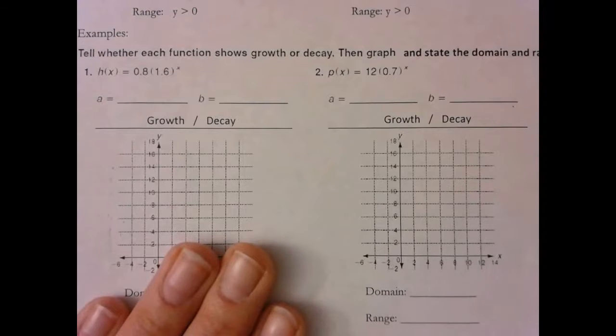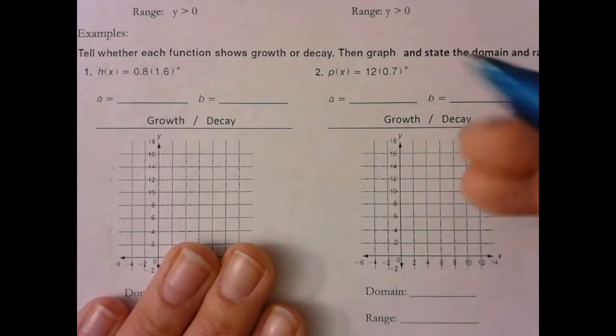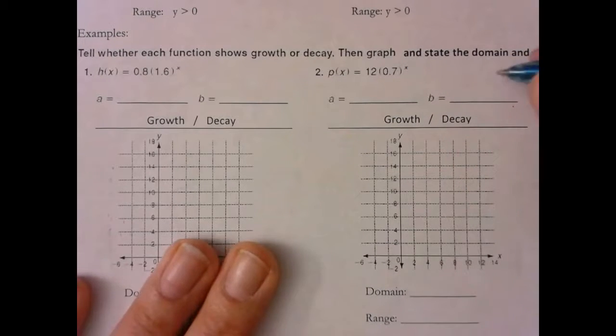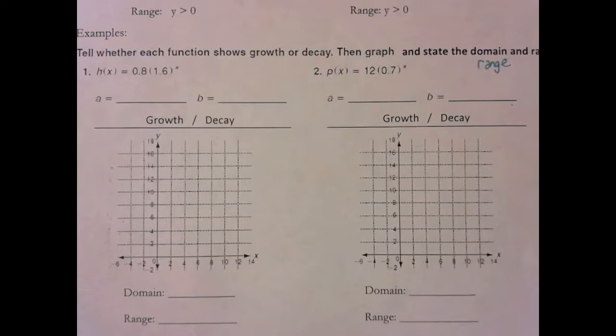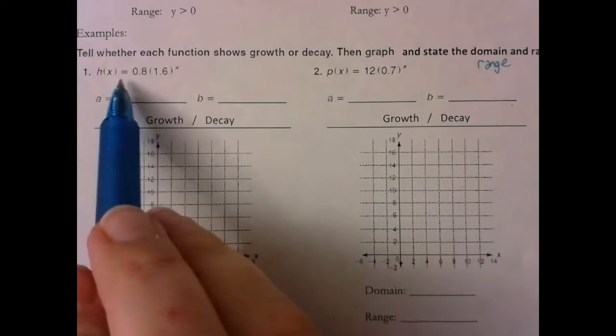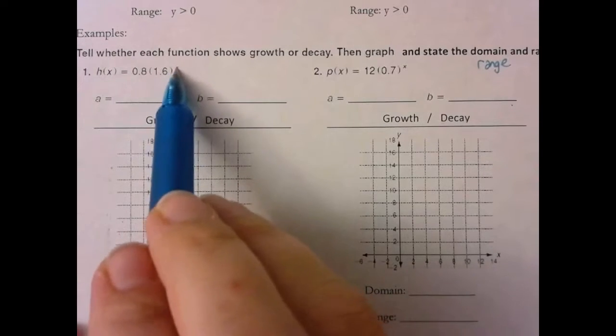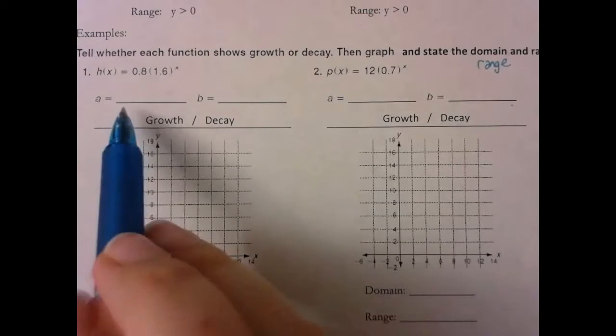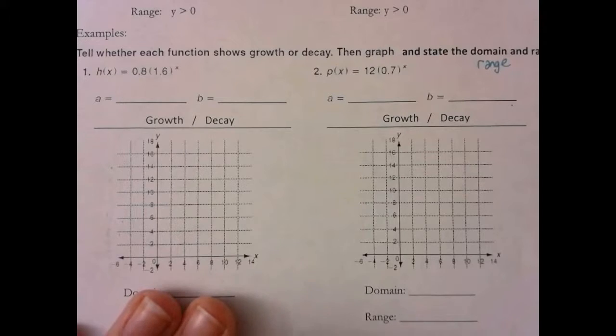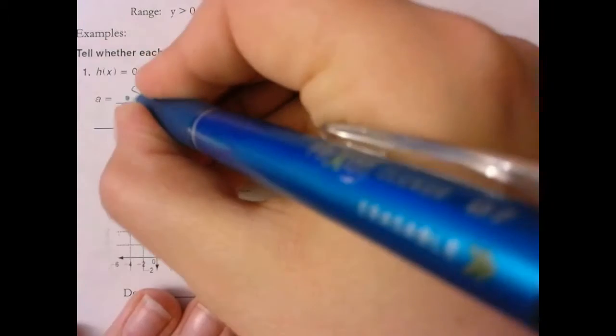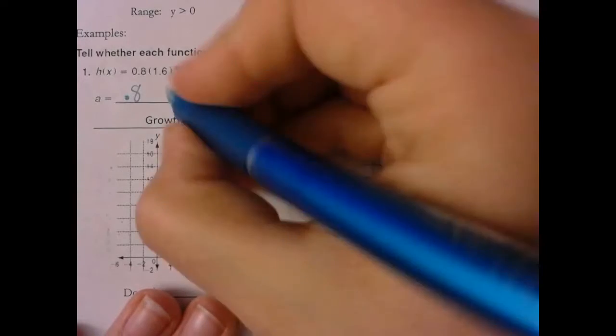All right, we need to figure out if it has growth or decay, then graph it, and then state the domain and, sorry, this got cut off. It should say domain and range. I underestimated how wide this was. All right, let's look at our first one. We got 0.8 here, 1.6 here, and it's exponential because there's an x for our exponent. What do you think a is? Well, a is 0.8. And remember, that's our y-intercept.